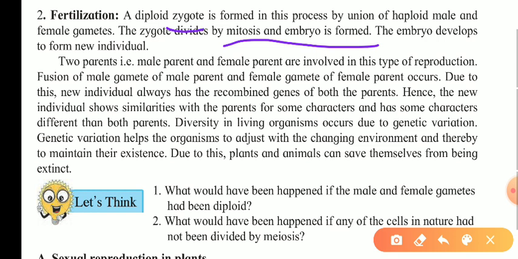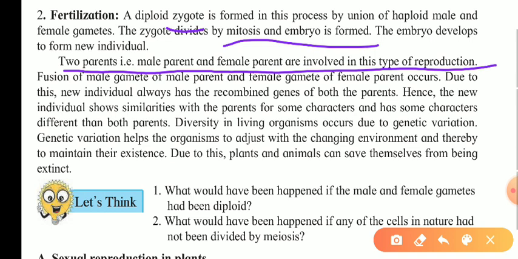In sexual reproduction, two parents are needed, or two parents are involved in this type of reproduction. In the previous part of this chapter, we talked about asexual reproduction, and that was uniparental, because only one parent is sufficient for reproduction. But in the case of sexual reproduction, two parents are involved, or two parents are needed for the reproduction. The fusion of a male and a female gamete is what produces the zygote.